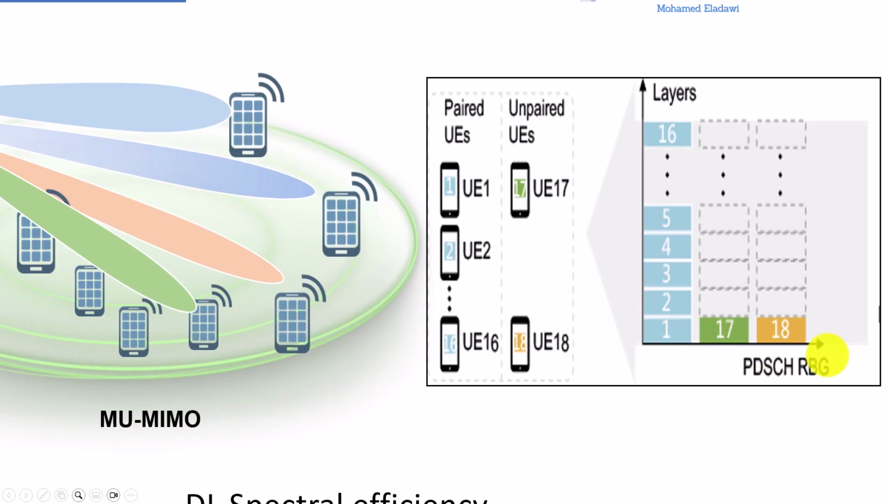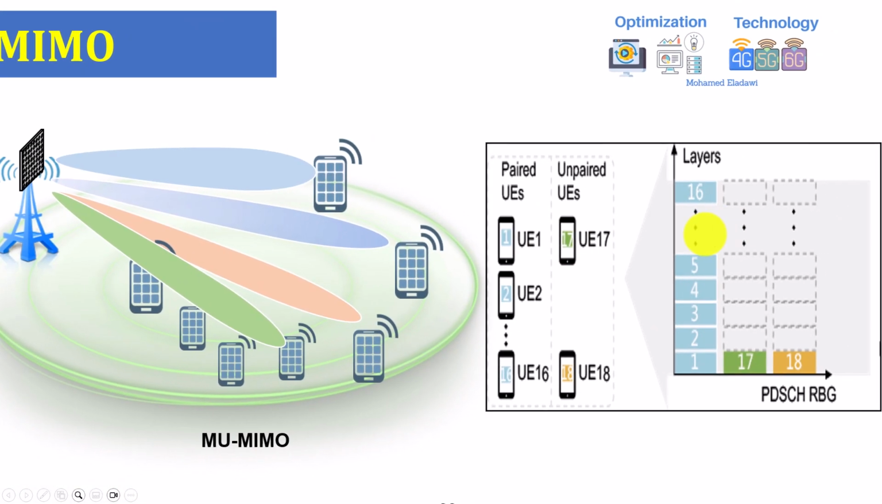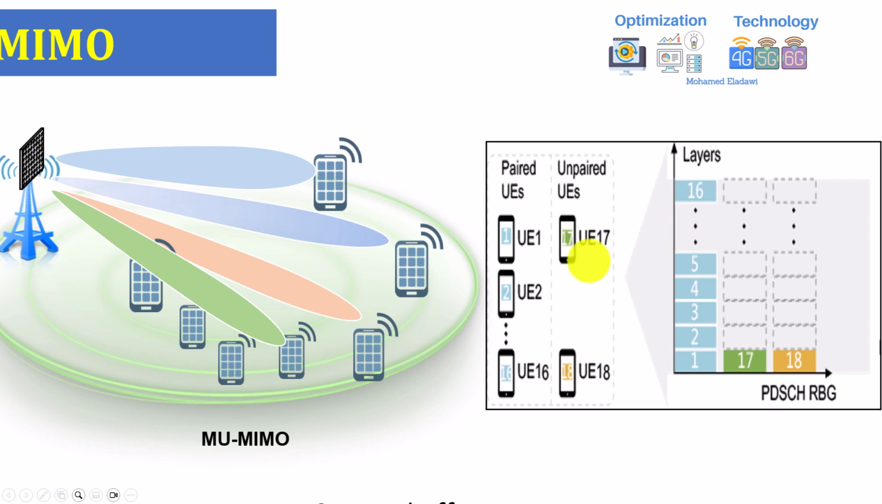First of all, this is the frequency domain, which is considered as the resource block number. This means that, for example, this particular user 1 is sharing the resources with users 17 and 18. And if you look up here at the legend, 17 and 18 are unpaired. That's why they are sharing the resources.